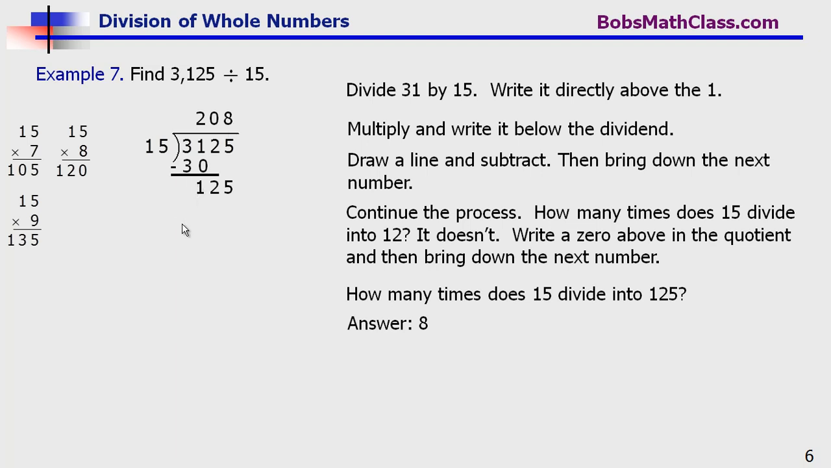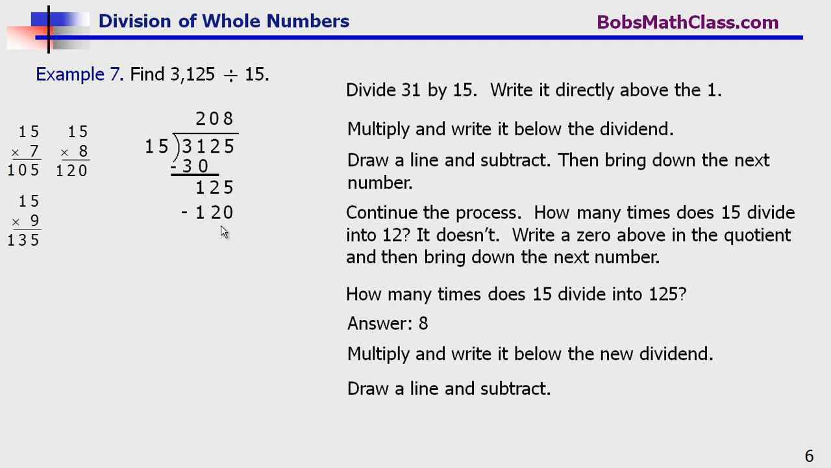So we'll put an 8 there, and then that gives us 120. Now we're going to draw a line and subtract. And that's our remainder. So notice that we wrote down a few of these products on this side. Sometimes it's a good idea just to write down a whole bunch of them in the beginning. That way you could see without thinking too much what number you're going to write here in the quotient.